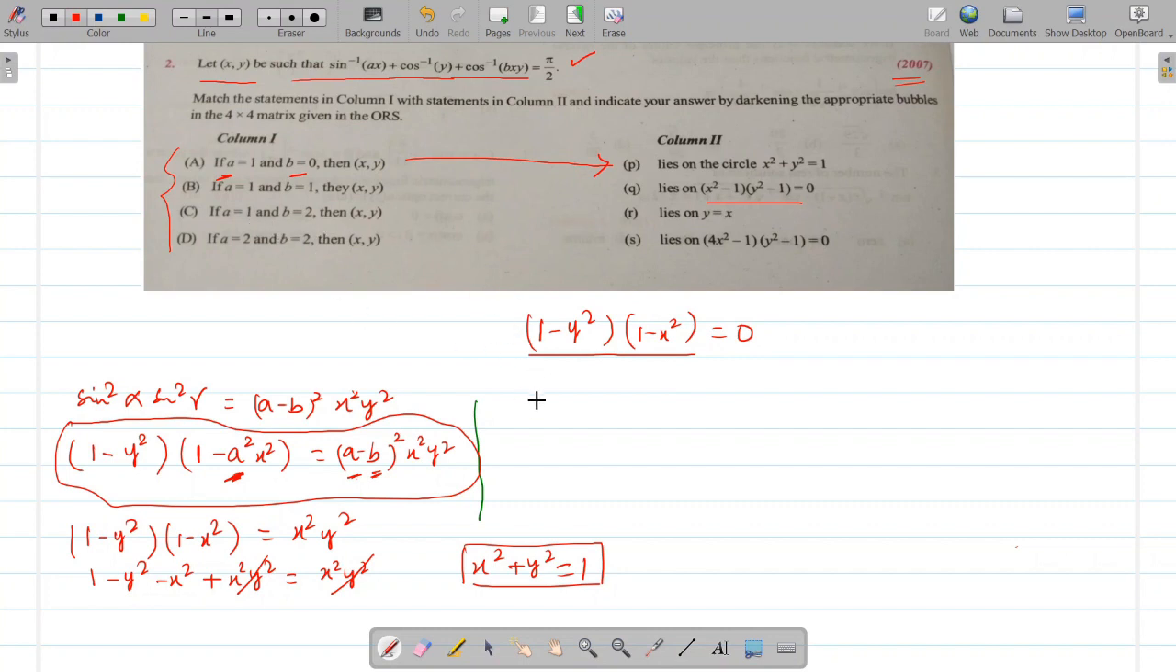Then a equals to 1 and b equals to 2. So this matches with q. When a is equal to 1, we get 1 minus y square and then 1 minus x square, and a equal to 1 and b equal to 2 will give minus x square y square on that side. So we have substituted b equal to 2 and a equal to 1 there.